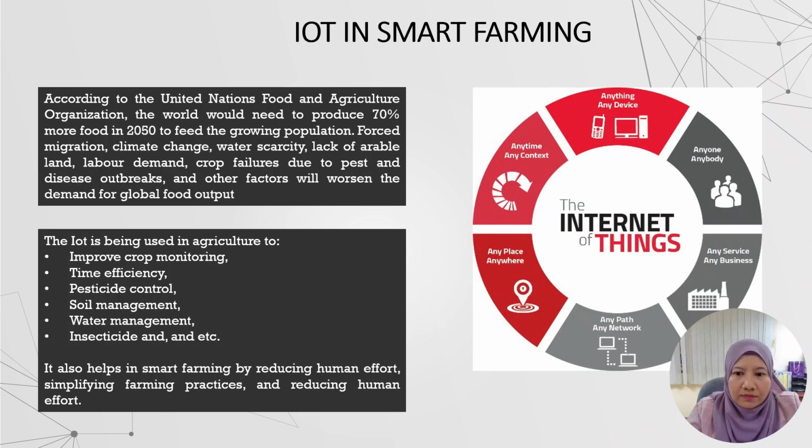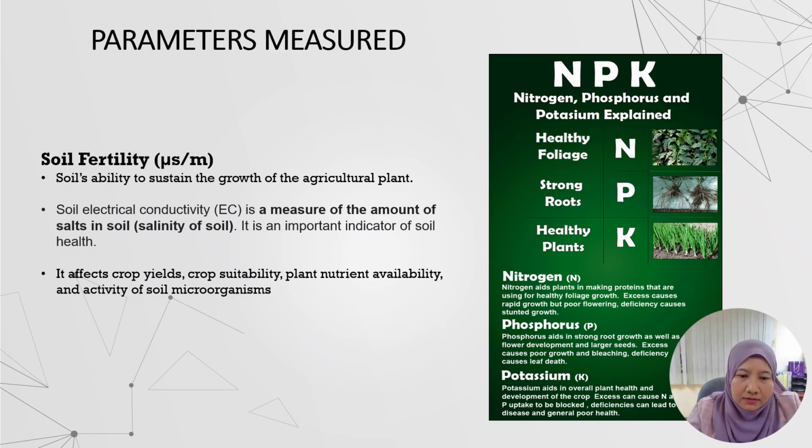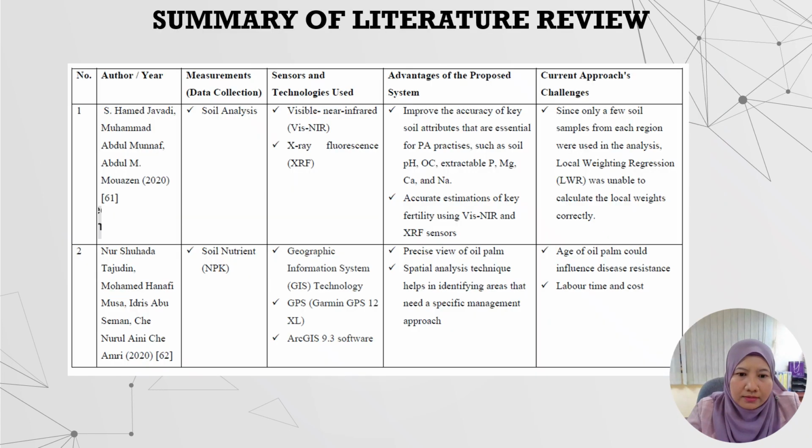IoT in smart farming, as we all know, is useful to improve crop monitoring, time efficiency, pesticide control, soil management, water management, insecticide, etc. These are the parameters that we have used, which is NPK. NPK is important to help us monitor healthy foliage, strong roots, and healthy plants.